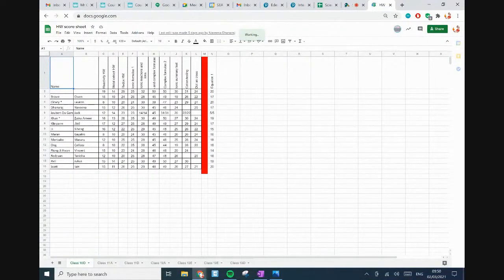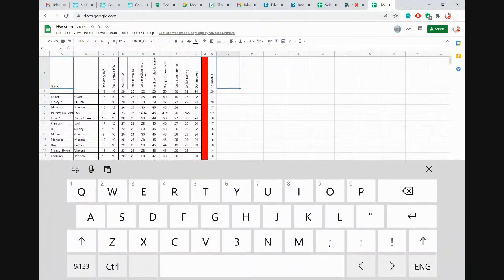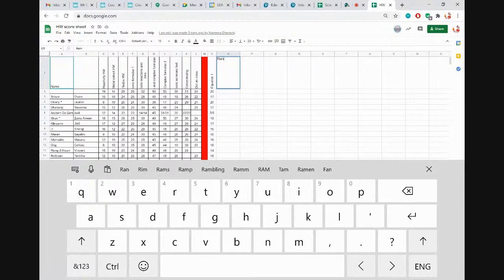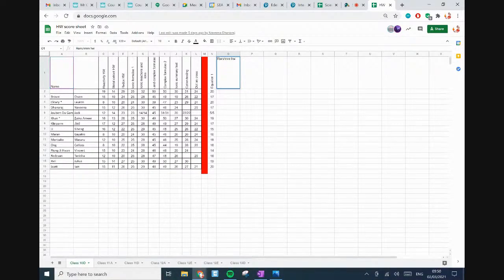There we go. So we can now do homework into that one there. It's thinking about it. No, it's not. Oh, there we go. RAM/RMM homework. I like it. And it was out of 20.